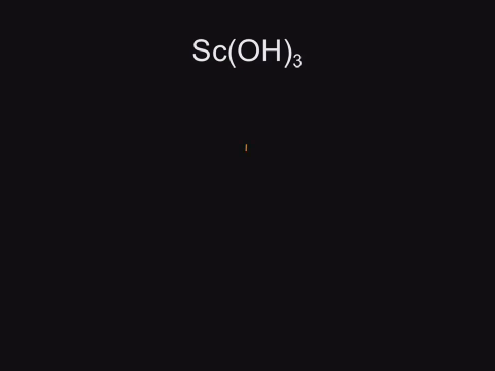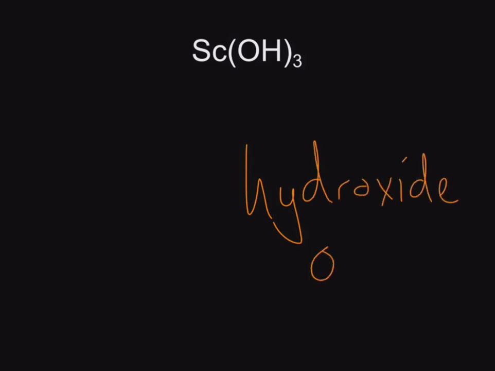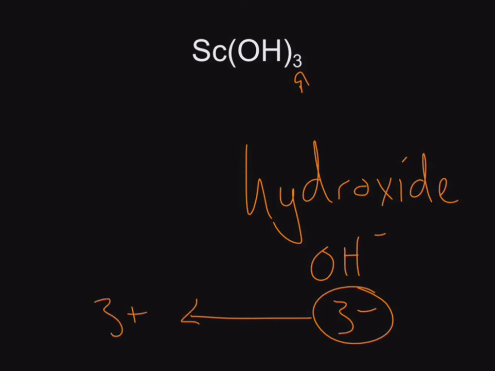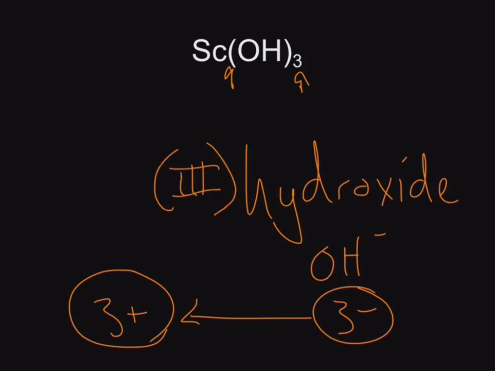Sc(OH)3. Okay, OH is hydroxide, which has a charge of -1, OH with a -1. There are 3 of them, total charge of -3, which means the total positive charge is 3, which means since there's only 1, 3 divided by 1 is 3, and the name of that element is scandium. So scandium(III) hydroxide.